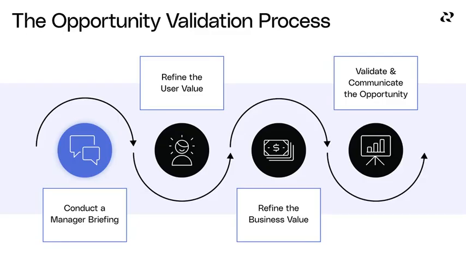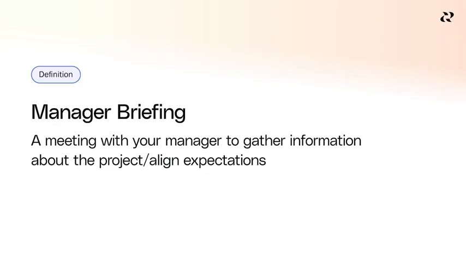In this lesson, we'll focus on the first step in the opportunity validation process, conducting a manager briefing. A manager briefing is a meeting with your manager in which you can gather information about the project you've just been assigned and align on the expectations of that work.